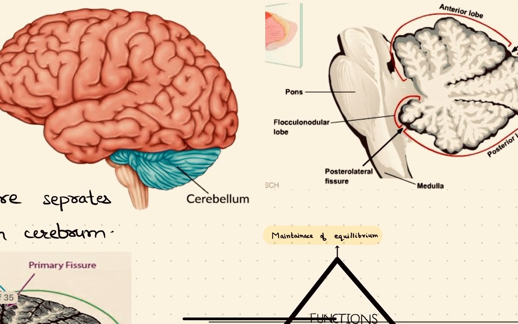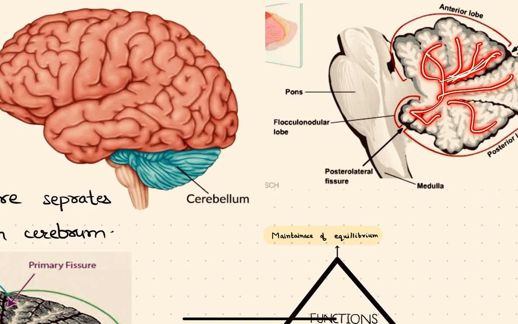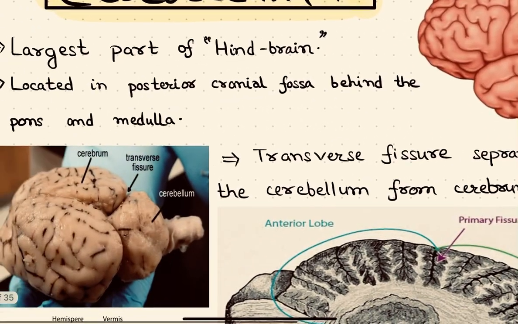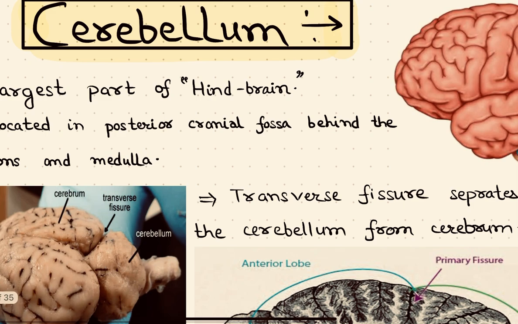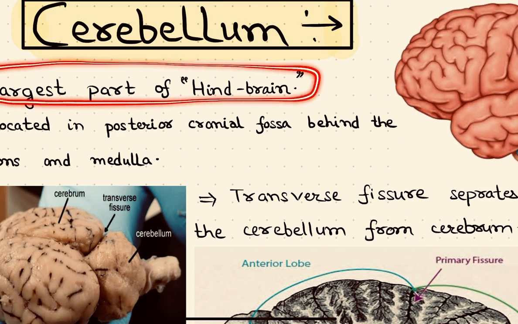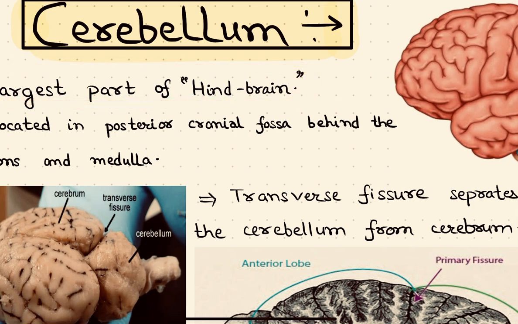And if we cut the cross section of cerebellum, you will find this white matter like flowers. This structure, which is like a tree, is known as arbor vitae. Arbor vitae. Now let me tell you some salient features of cerebellum. Cerebellum is the largest part of hind brain, not of the brain but hind brain. The largest part of the brain is cerebrum, but the largest part of hind brain is cerebellum.